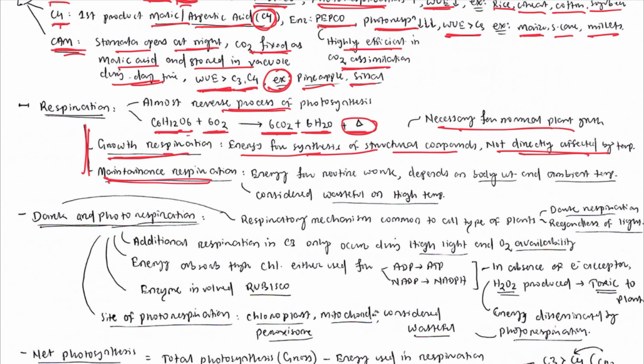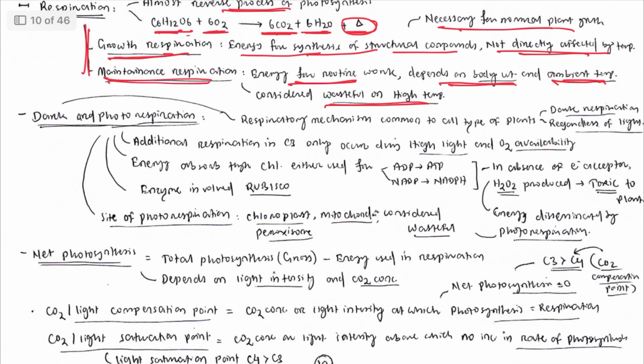It is basically energy for routine work. It provides energy for routine work and depends on body weight and ambient temperature, so it is considered wasteful in high temperature. As the temperature increases, the maintenance respiration keeps increasing, so it is a wasteful process. Why is it wasteful? Because respiration consumes glucose, right? In respiration, oxidation of the glucose molecule happens. So if the glucose molecule is oxidized in excess quantity, then net photosynthesis will be reduced, and if net photosynthesis is reduced, then growth and productivity will go down, right?